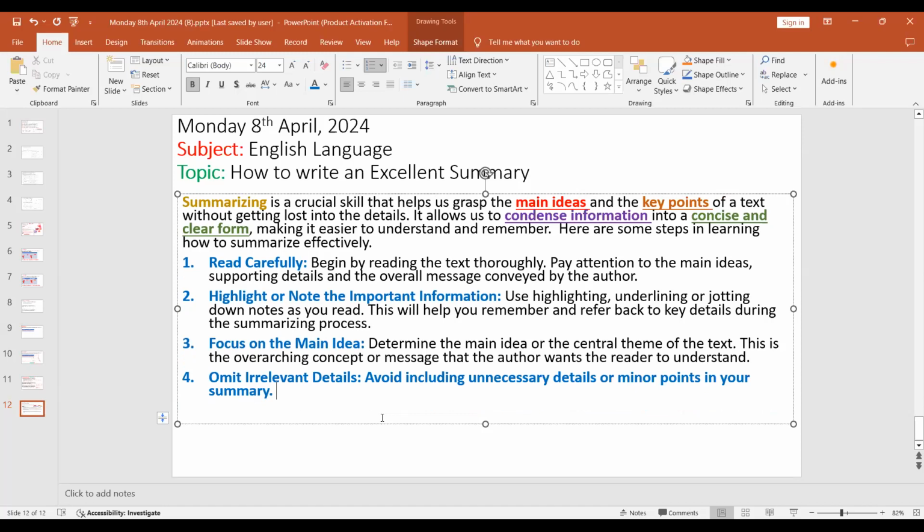The next thing that you want to do is focus on including only the information that is essential to the understanding of the main idea. Okay.